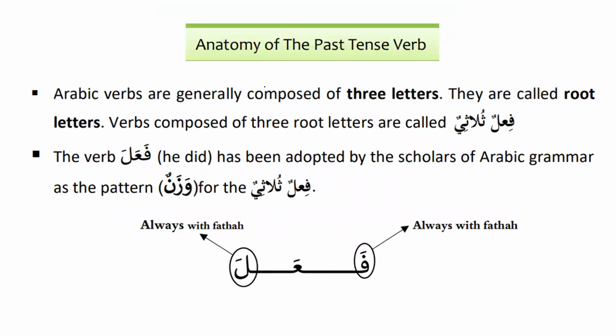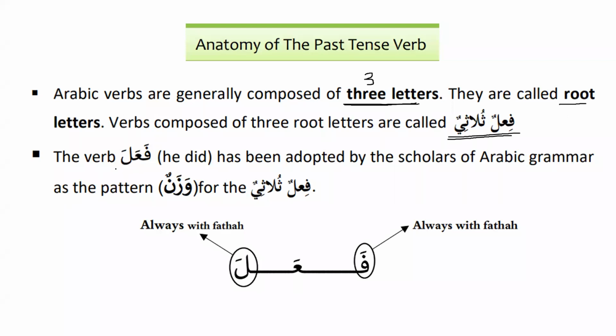Anatomy of the past tense. Arabic verbs are generally composed of 3 letters. That's very, very important. Most of the verbs, we can say like 95% of the verbs of the Arabic language, consist of 3 letters. We call them radicals or root letters. And the verbs that consist of 3 letters, we call them fi'lun thalathiyun. Fi'lun thalathiyun, the verbs that have 3 root letters, or we can say the verbs that have 3 radicals.